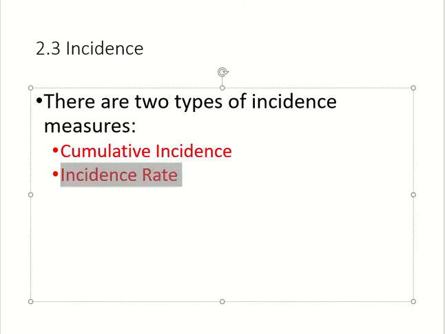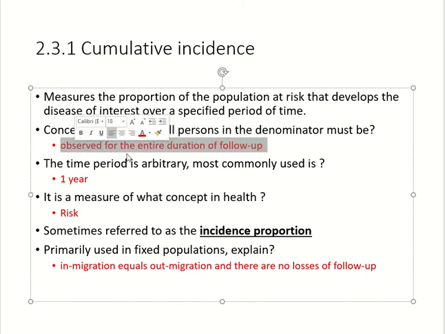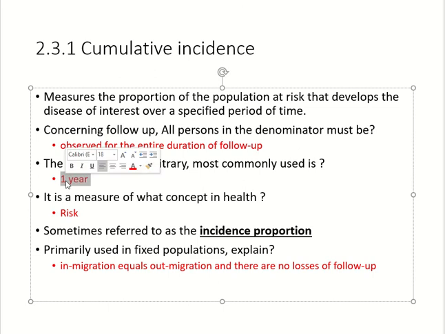We'll talk about each one in a brief manner. So cumulative incidence measures the proportion of the population at risk that develop the disease of interest over a specific period of time. So follow-up is observed for the entire duration. So everybody has to be part of the follow-up for the entire period. Okay, that's the first difference between cumulative incidence and incidence rate. Everybody has to be accounted for the entire period. The period of time usually is 1 year, and the concept is risk.